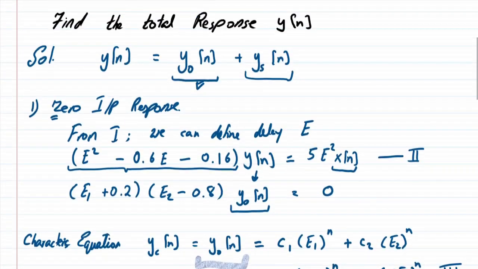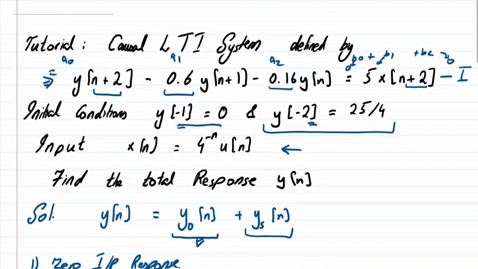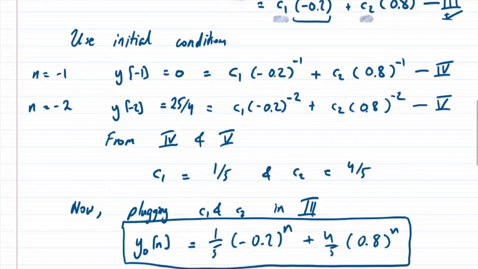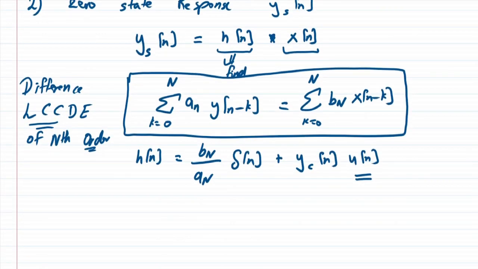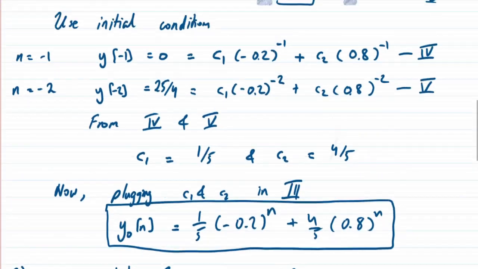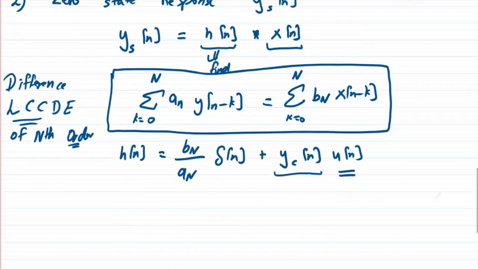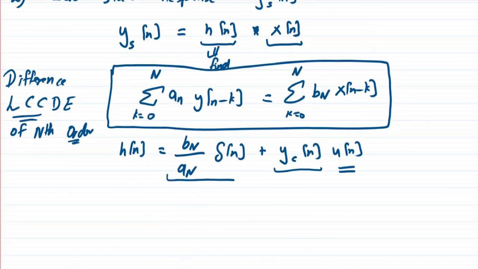So this system is actually causal, so the impulse response would be 0 for n less than 0 and onwards. And y_c of n is already defined over here in equation number 3, so that is already available to us. But right now we need to simplify this by finding the values of b_n and a_n.